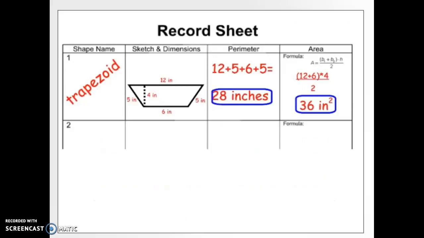So, on your record sheet, this is again just an example. Under shape name, you'd write trapezoid. And notice this is listed under number 1. So that means behind the shape trapezoid, I'll have a number 1 on the back, so I know that this is the trapezoid you're talking about. Then you're going to sketch it and give me all the dimensions that you need. So you can see that here. Then notice to find the perimeter, I added all the sides. And then for the area, you must include the formula, show your work, and then give me the final answer. And you'll do that for all 8 shapes.